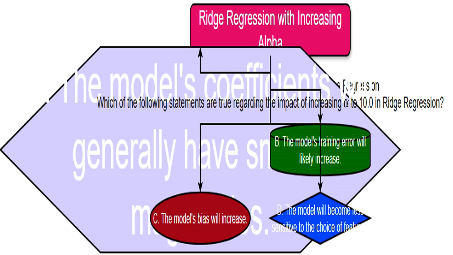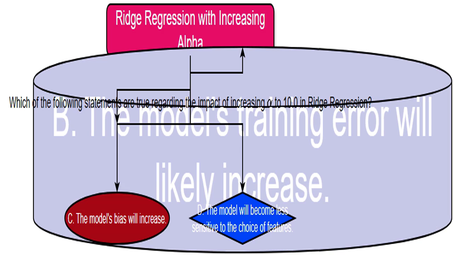I expect the model's bias to increase with a larger alpha because the model becomes simpler and less flexible. It's like using a hammer to fix a watch. The simplistic approach might miss important details and lead to systematic errors. Increased bias means the model's predictions will be consistently off the mark in a particular direction.